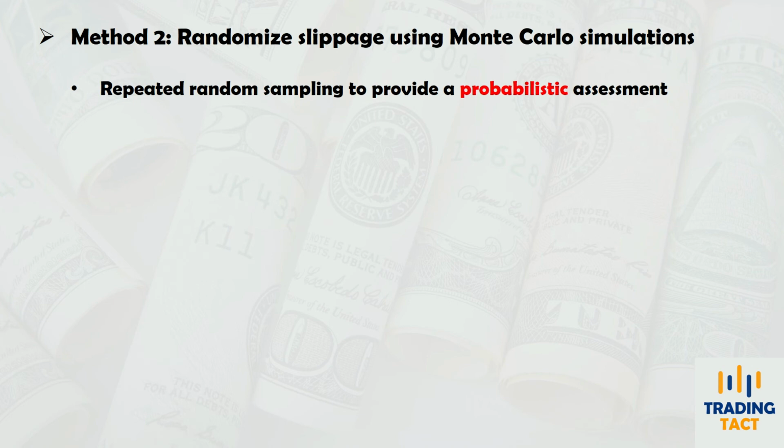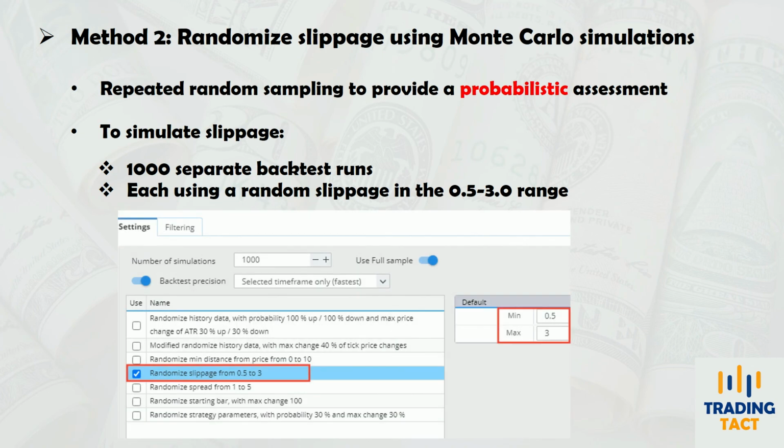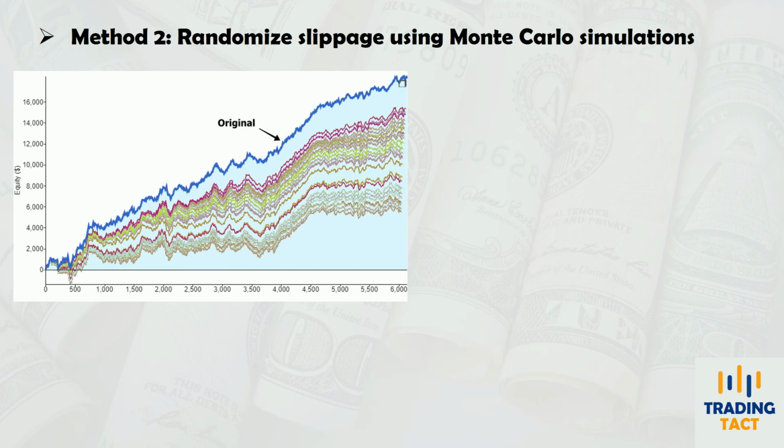For the purpose of slippage simulation, let's run 1000 separate backtest runs, each using a random slippage within the 0.5 to 3 pip range. I will set up StrategyQuant's Monte Carlo simulator as shown. Here is the collection of simulated equity curves. The original equity curve, which has 0 slippage, is outlined in blue. Since all 1000 simulations have slippage applied, they perform poorer than the original.